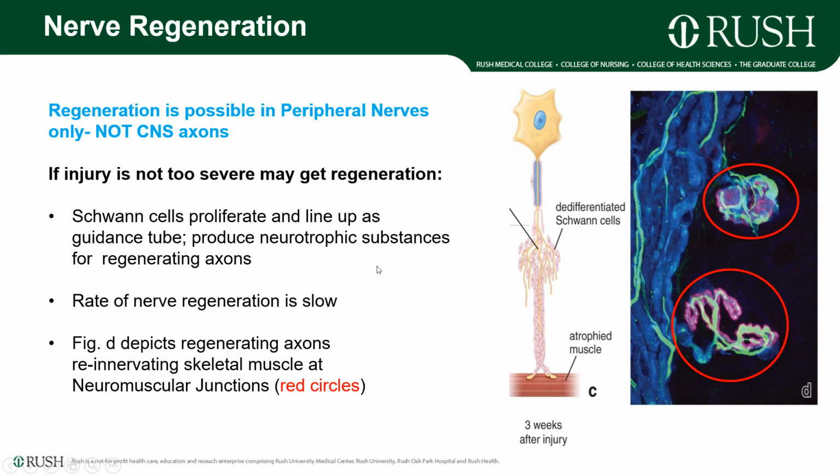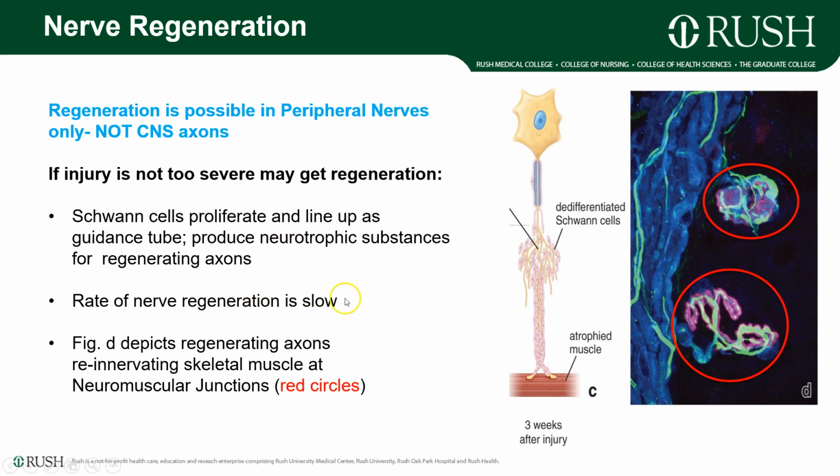During regeneration, the whole event has to be reversed. If regeneration is to happen, the injury has to be limited. One thing to note is that regeneration is possible in the peripheral nervous system, but not in the central nervous system. When it does happen in the peripheral nervous system, the Schwann cells from the site of the injury start to proliferate, and they line up to form guidance tubes towards the target organ. And this is where the cells start to produce neurotrophic substances which are guiding the regenerating axon.